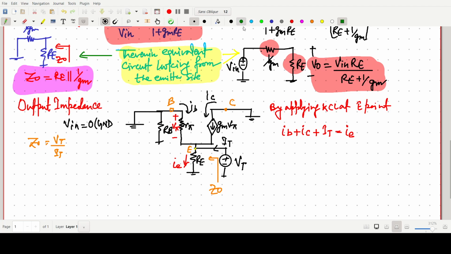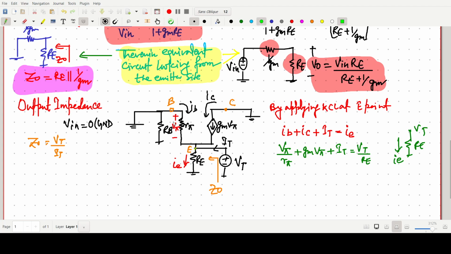Now what we can write: IB value is nothing but simply V pi by R pi. Very simple. IC can be written as gm V pi. IT is IT, no need to worry. And IE: this potential is VT, so VT by RE, because this one is RE resistance and this potential is VT. So the IE current will be VT by RE. Simple. Now we have to observe what is the relationship between V pi and VT.